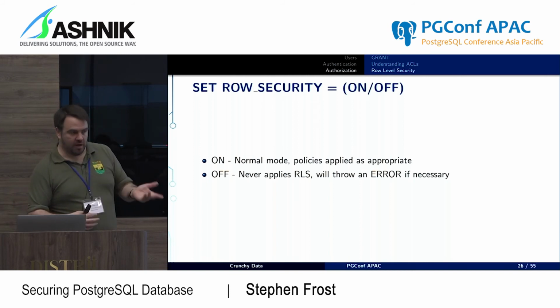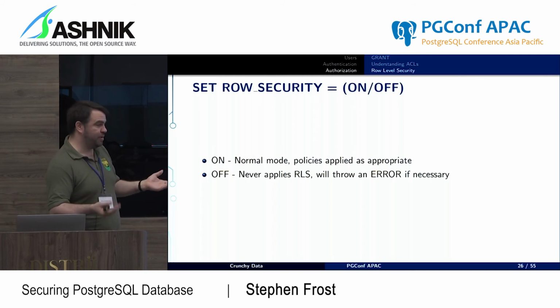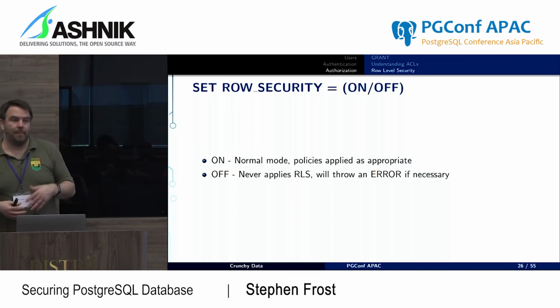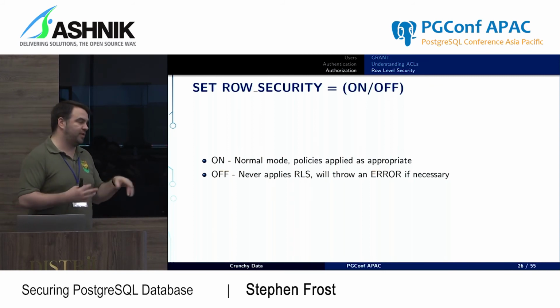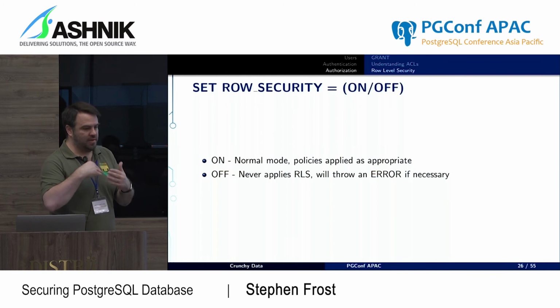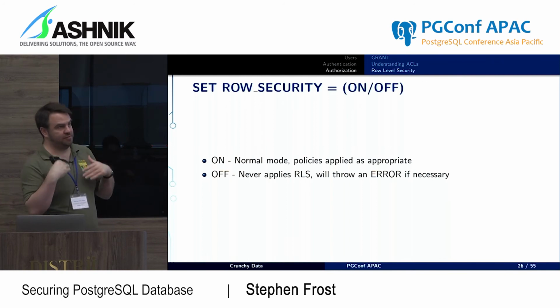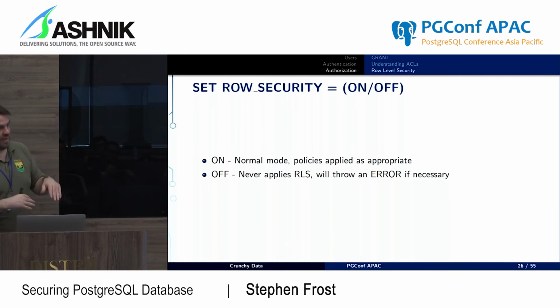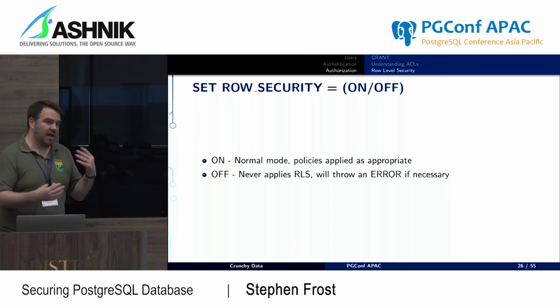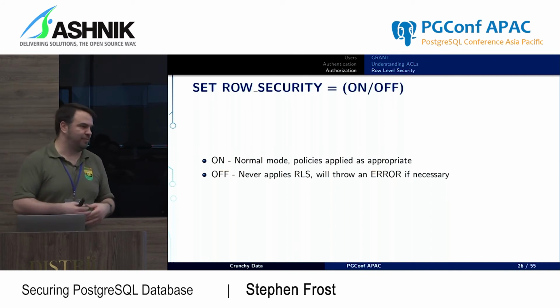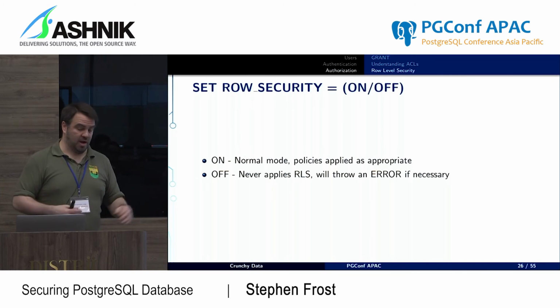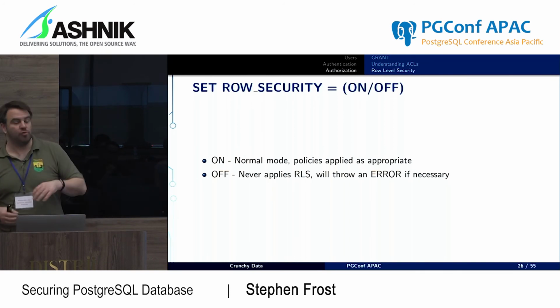The other case where you may want to set this is if you're a superuser and you're querying tables. The policies themselves can include functions that would run in security invoker mode, which means that they would run as the caller. And so you wouldn't want that to happen if you're a superuser running on a potentially compromised system. You'd want to turn row security off.